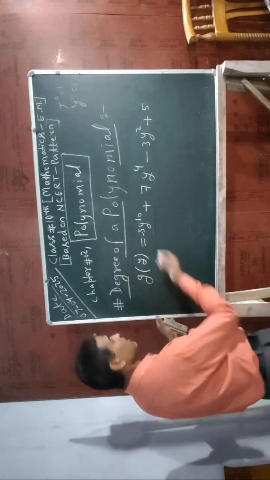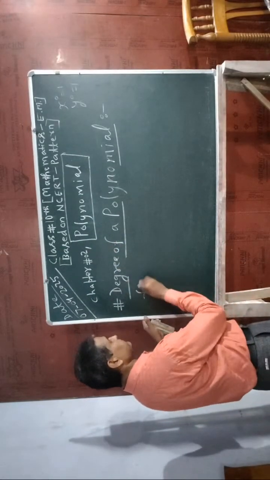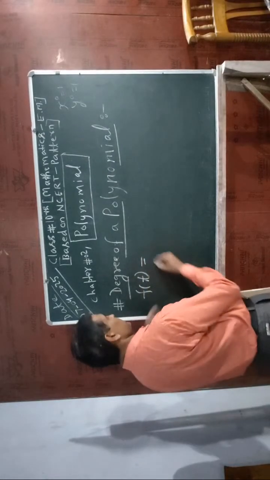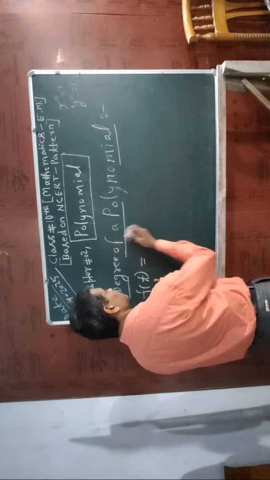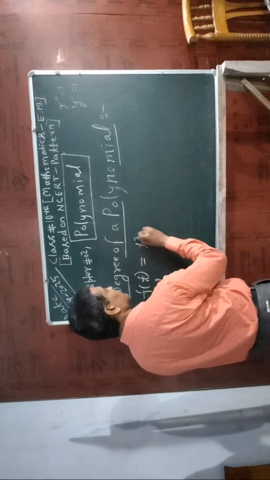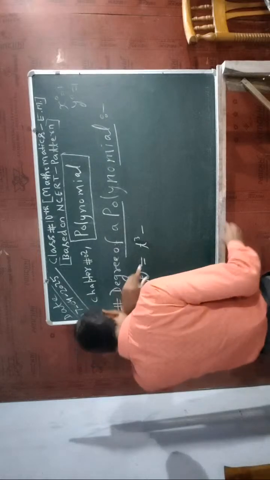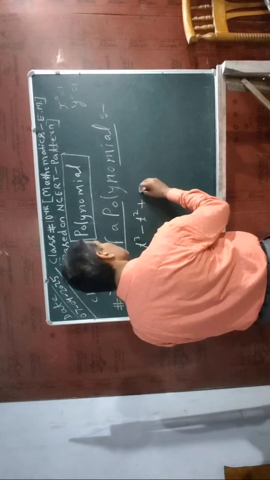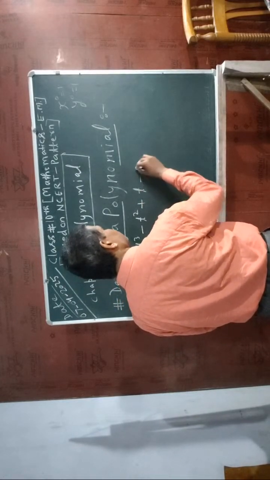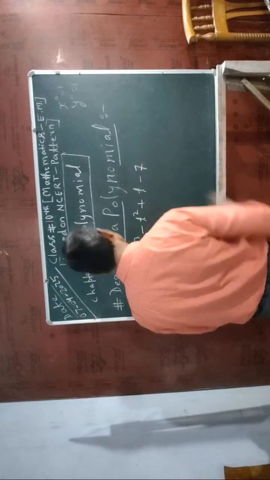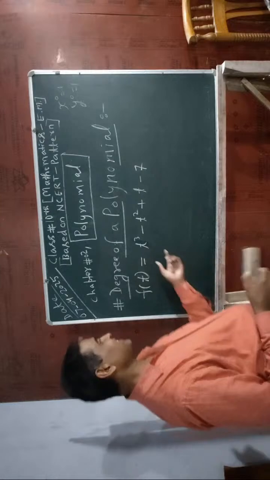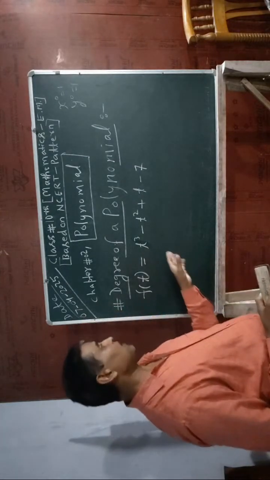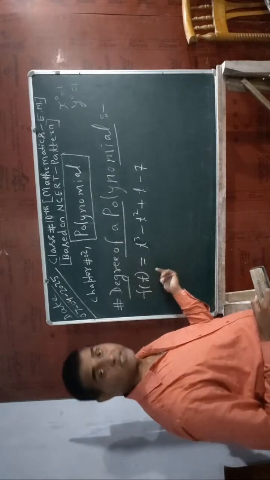So the third answer I am also going to explain. Third example. This one I am going to erase. Now consider another polynomial in the variable t: t to the power 3 minus t to the power 2 plus t minus 7. You tell me what is the degree of the polynomial and what is the variable of this polynomial.